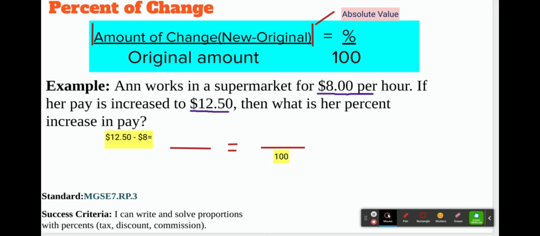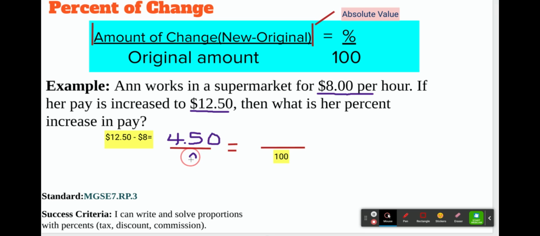Let's try an example. Anne works in a supermarket for $8 per hour. If her pay is increased to $12.50, then what is her percent increase in pay? First, we'll calculate the amount of change by subtracting our $12.50 from $8, then find the absolute value of that amount. $12.50 subtracted by $8 is $4.50. The absolute value of $4.50 is $4.50.